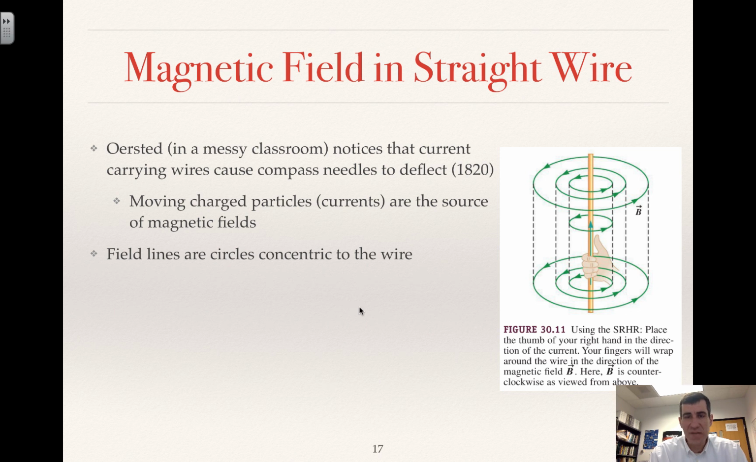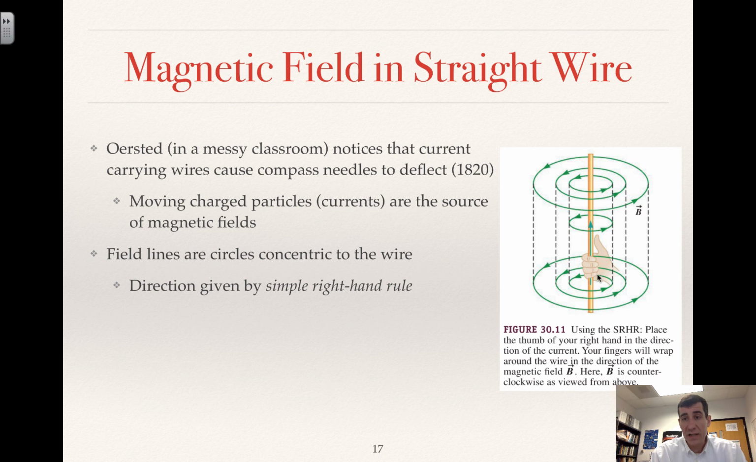Now, if you have a long straight wire, the picture on the right here shows that the magnetic field lines from a long straight wire are just concentric circles that go around the wire. Remember what we saw the first time: magnetic field lines are always closed loops, so they never start or stop. So the direction of these is given by the right-hand rule.